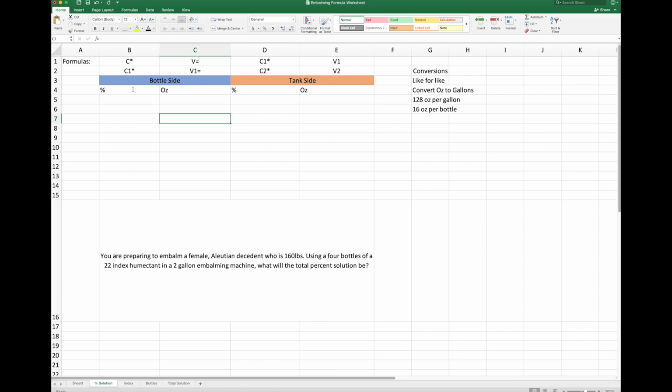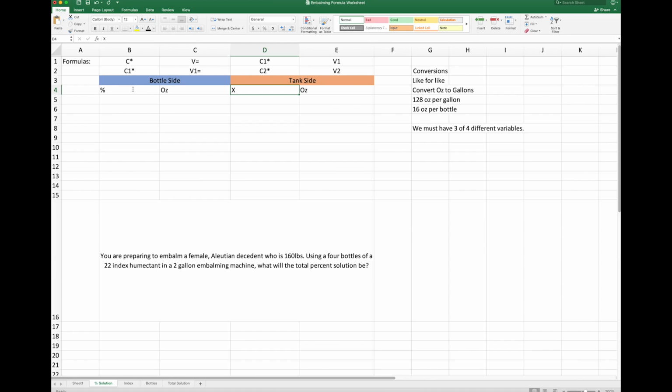Well, we pretty much have everything we need. Whenever we do this formula, we must have 3 of the 4 different variables. If we don't have 3 of the 4, we can't solve. So one of the ways you can approach this is, what is the known unknown variable? What is it that they're actually asking for? It says 4 bottles of a 22 index humectant, 2-gallon embalming machine. Those are given numbers. What will the total percent solution be? So we now know that our variable, our x, is going to be the total percent solution from the embalming tank, which means we have to have 3 other numbers.